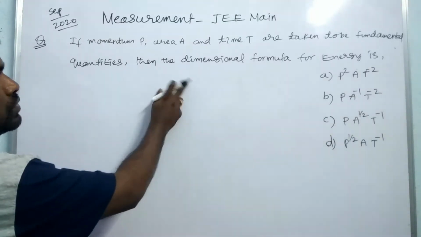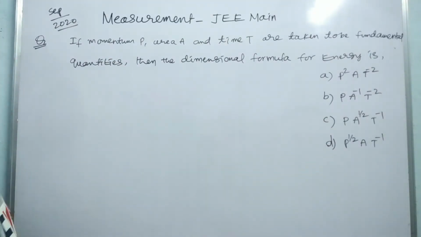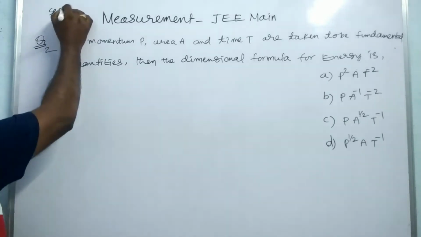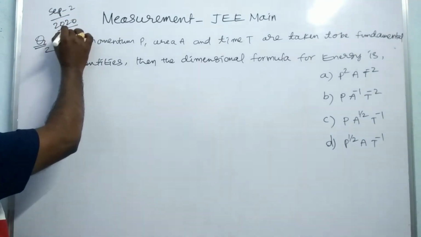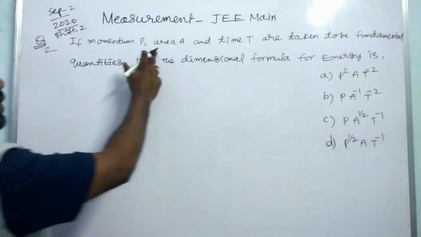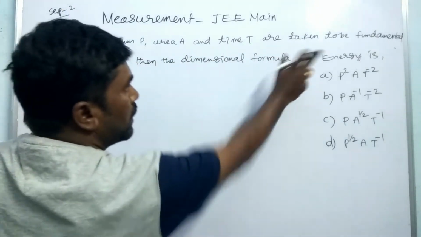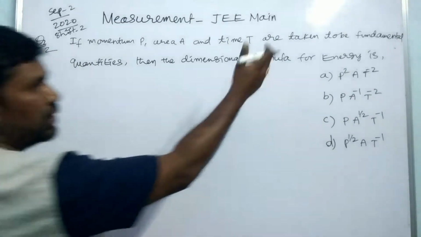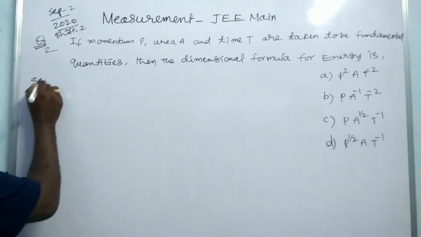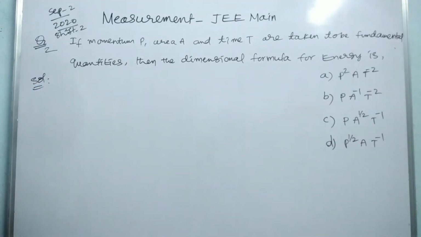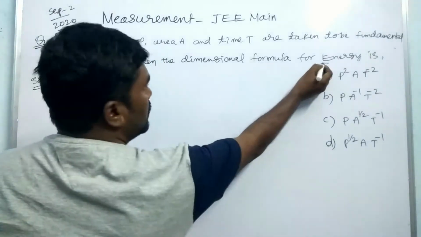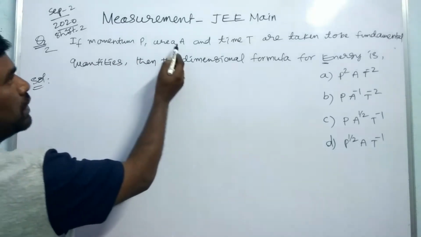Now the second problem, which was asked in September 2 shift 2. Previous question was September 1 shift 1. So this is question 2, September 2 shift 2. If momentum P, area A and time T are taken to be fundamental quantities, then the dimensional formula for energy is. So here there are 4 options. Let us follow the same pattern which we discussed in the previous question. So the energy is related to momentum, area and time.